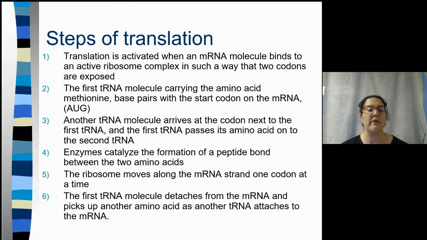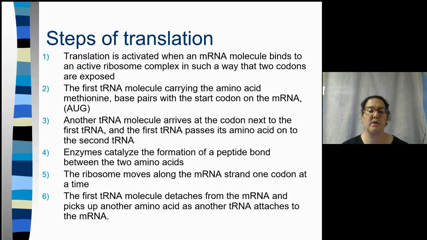Another tRNA molecule arrives at the codon next to the first tRNA, and the first tRNA passes its amino acid onto the second tRNA, and those amino acids are now bonded together in a 2 amino acid chain. So enzymes are going to catalyze the formation of a peptide bond between the amino acids, holding them together.